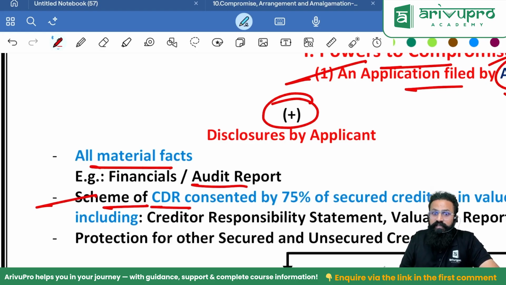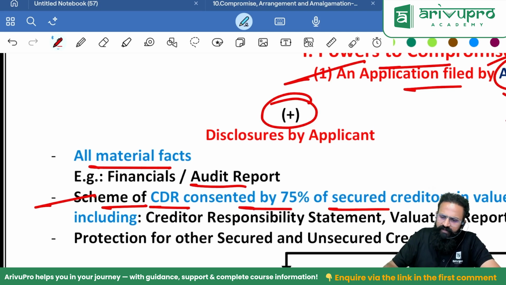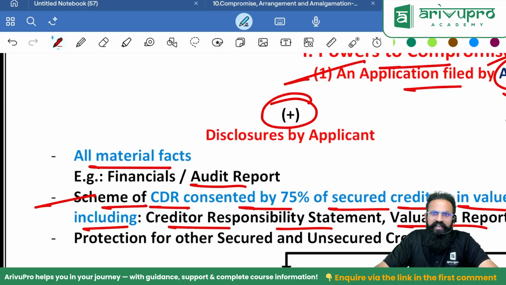Corporate debt restructuring. A scheme of CDR consented by 75% of secured creditors in value, including creditors' responsibility statement and valuation report. What is CDR, people? Now Kingfisher is filing. We have an overall debt of 9,000 crore. Now we want to restructure this debt. Of course, I cannot pay 9,000 crore. Then how much can you pay? 5,000 crore. But are the creditors okay with it?